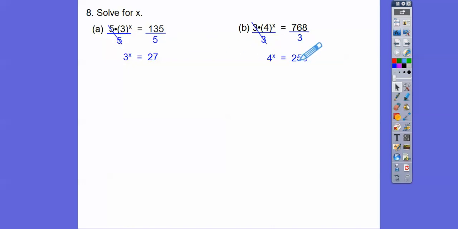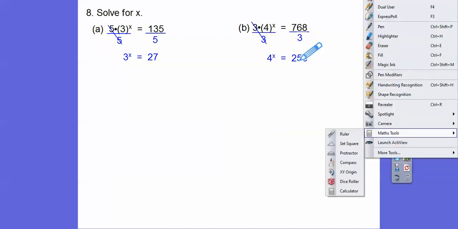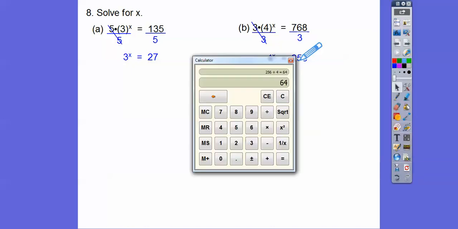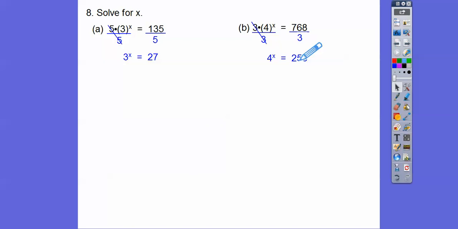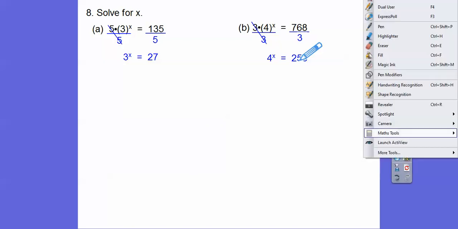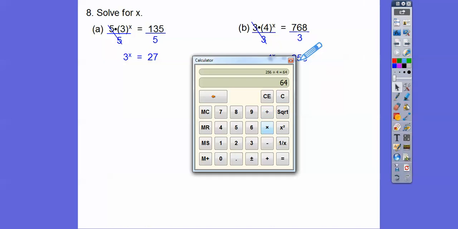Here, 4 times 4 is 16, 16 times 4 is, let's do this, we can do this on the calculator right here. So I'm just, oops, I clicked the wrong one. Hopefully I can keep going with this. Here we go.